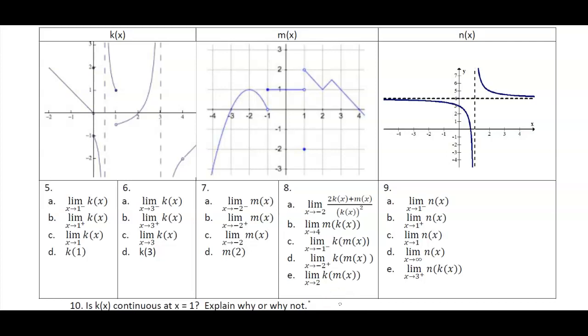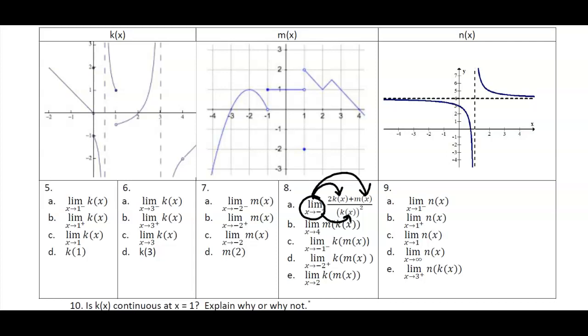Number 8. Here we're practicing with the properties of limits. Okay, so I have 2 times k of x plus m of x over k of x squared, and I want to find the limit of this entire expression as x approaches negative 2. Now, I don't want to confuse you guys by writing this out in a bunch of detail. So basically, all we're going to do is take the limit of k and put it there. Take the limit of m as x approaches negative 2 and put it there. And take the limit of k as x approaches negative 2 again and put it there.